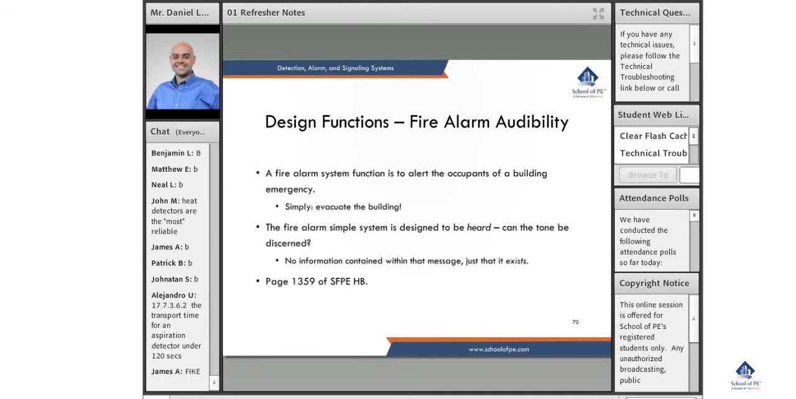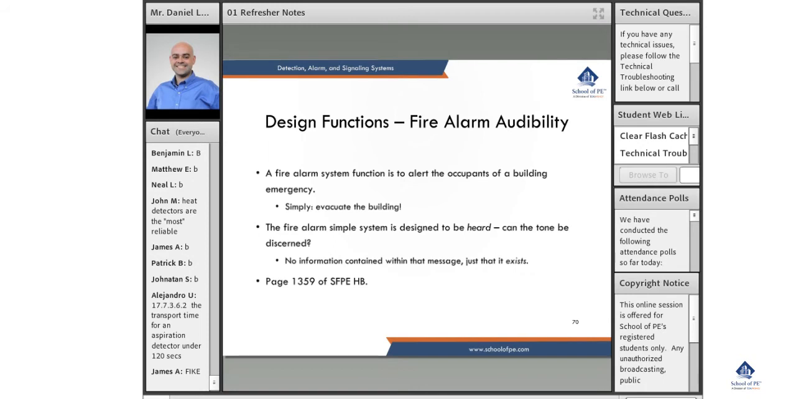Again, fire alarm system has the ability to alert the occupants. You must evacuate the building. The audibility is there just to be heard. Can the tone be discerned? There's no information, no request contained in that message, just that it exists. So the audibility is the ability to hear the message. It's page 1359 of the SFPE handbook.